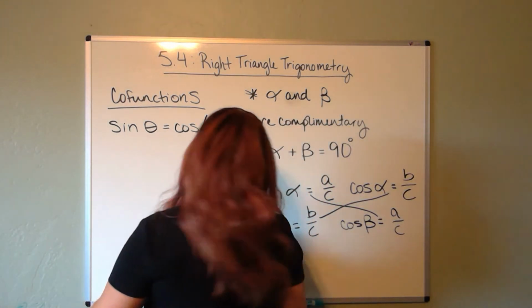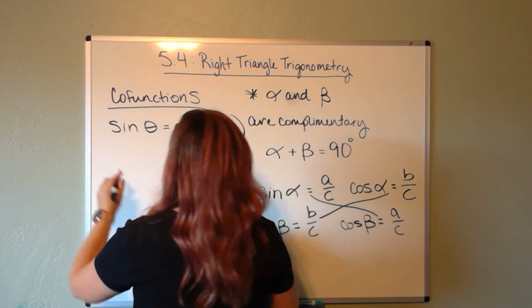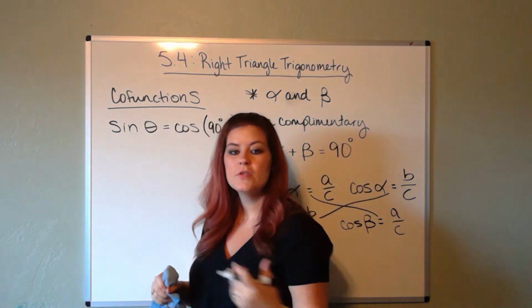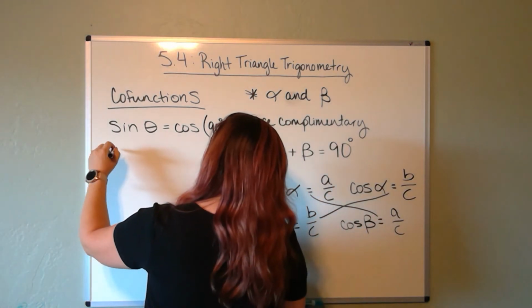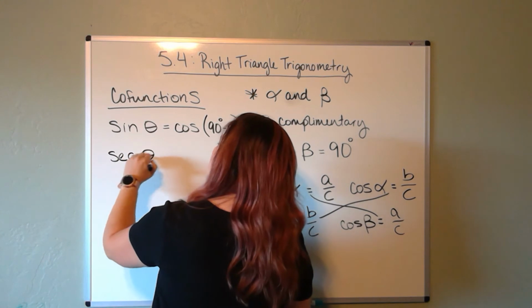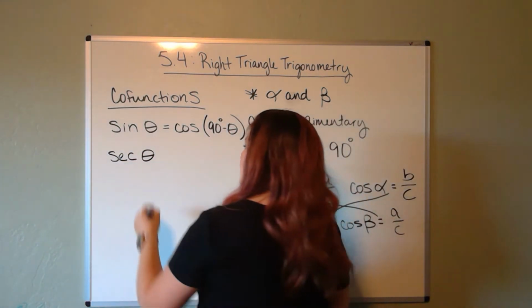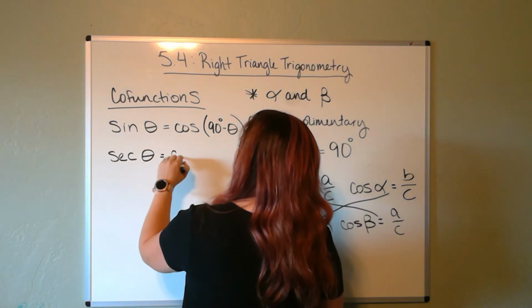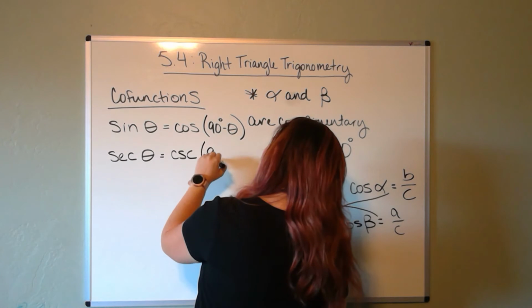We have more, and I erased my triangle, so I can't express it with that triangle, but the other four trig functions pair up with each other also. If we were to find the secant of theta, it would be equal to the cosecant of its complement.